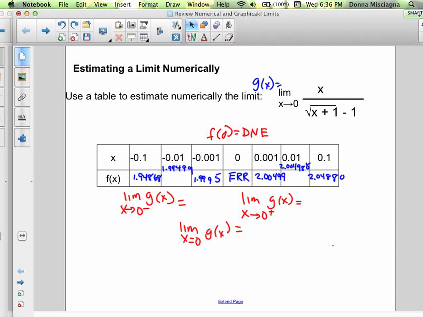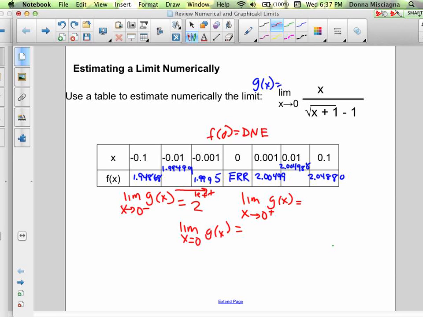But we have some values on either side of 0. I started off with a low value of negative 0.1, got a little closer, negative 0.01, got a little closer, negative 0.001, and notice that our values are getting closer and closer to the value 2. So we can say the limit as x approaches 0 from the left-hand side is going to be equal to 2.